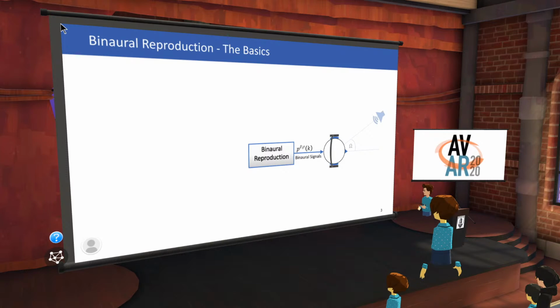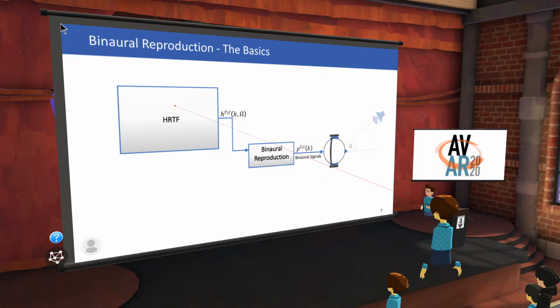Our goal is to reproduce virtual sound through headphones, and for this we are doing binaural reproduction, with the aim to reproduce the sound pressure at the left and right ear. Here we denote the binaural signals by the pressure P for left and right, which is a function of wave number or frequency. And for the binaural reproduction, we have 2 main components.